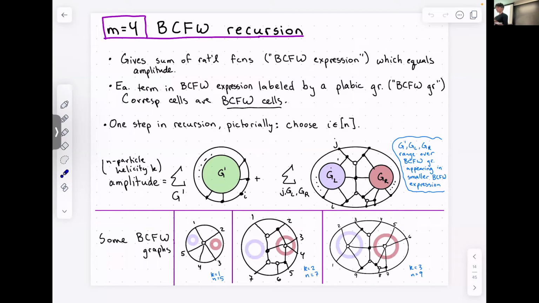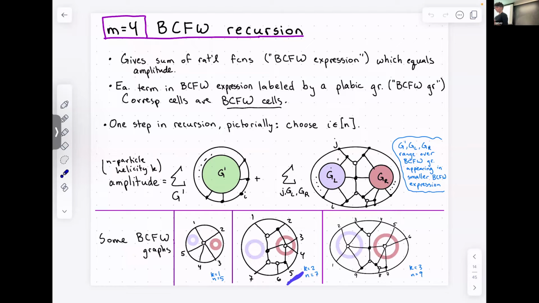Okay, so just to give you maybe a better idea of what happens when you get to the bottom of this recursion: what kinds of graphs do you actually see at the bottom? So here's one example of a BCFW graph. It comes from these kinds of graphs where I choose both the left and the right graph to be empty. That's always fine.